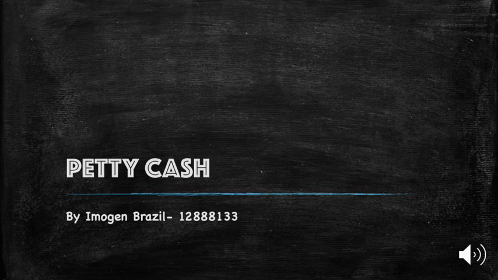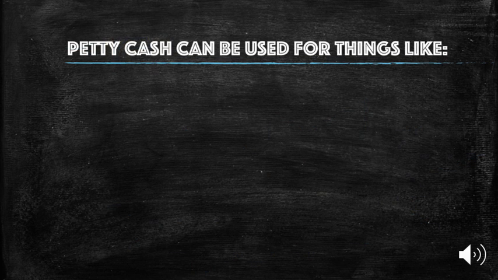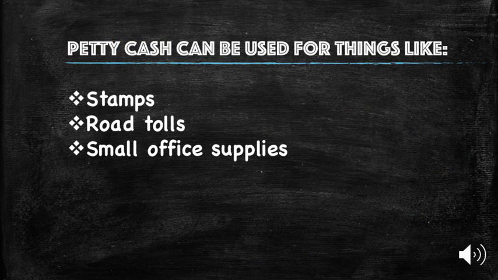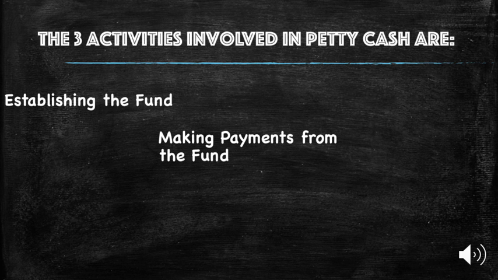Petty cash. So what is petty cash? Well, petty cash is an amount of cash kept on hand to pay for minor expenditures. This can include things like stamps, road tolls, or small office supplies. The three activities involved are establishing the fund, making payments from the fund, and replenishing the fund.